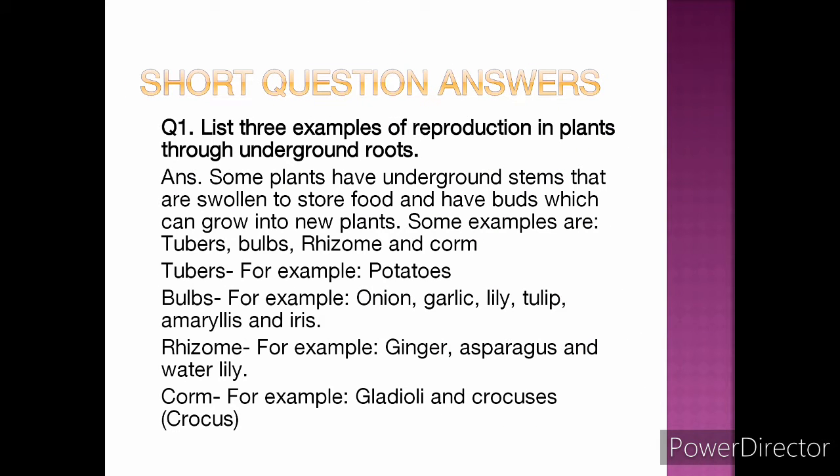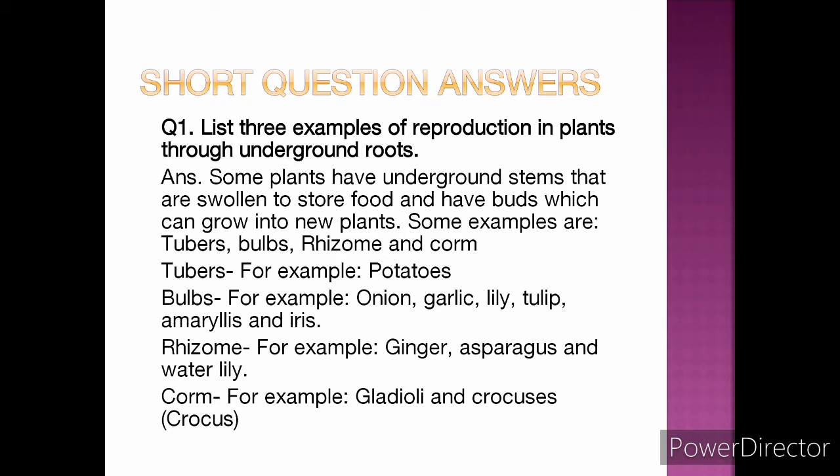The first question in the CBSE board short questions is: list 3 examples of reproduction in plants through underground roots. In the previous videos we have discussed this very well. We have discussed that reproduction in plants is there through underground roots, through stems, etc.